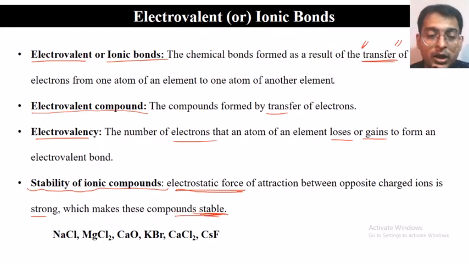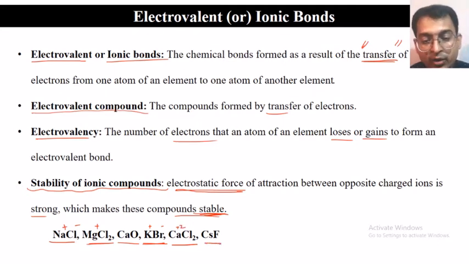Examples of these ionic compounds are sodium chloride, Na plus Cl minus; magnesium chloride, Mg plus 2 and Cl2, which means there will be two chloride ions, Cl minus, Cl minus; calcium oxide, Ca plus 2, oxygen minus 2; KBr, what is KBr? Potassium bromide, positive charge, bromide, negative charge; calcium chloride, similar to magnesium chloride, Ca plus 2, Cl minus, Cl minus. What is this one? This is cesium fluoride.